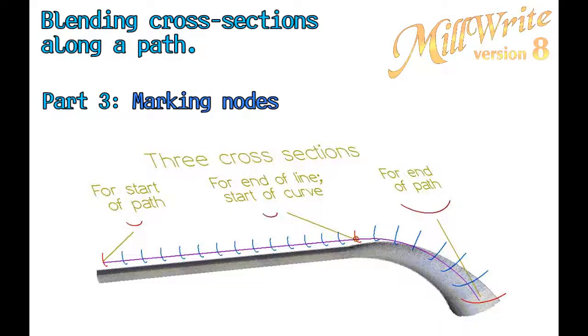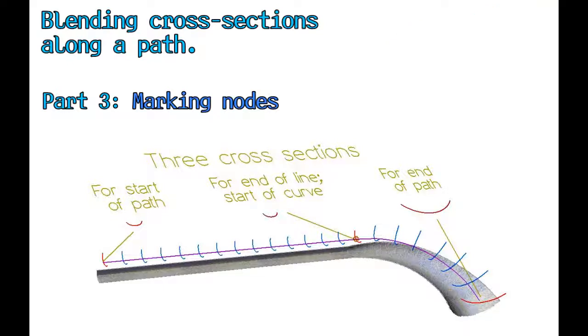In parts 1 and 2 of the blending videos, there was no way to control where along the blending path a cross-section was applied. This video shows that you can force a cross-section to be applied at a particular location of the blending path by putting a node at that location and then marking it with the node marking feature.